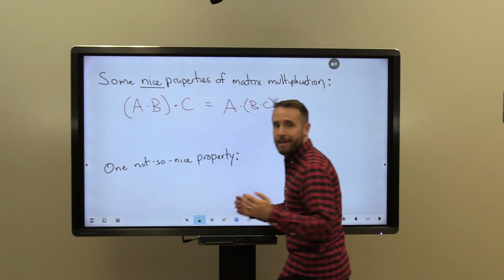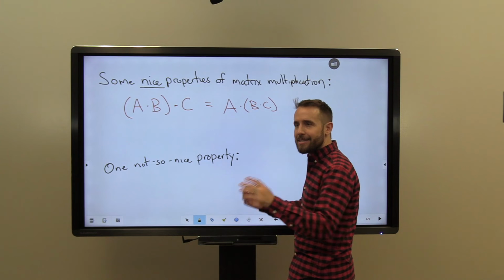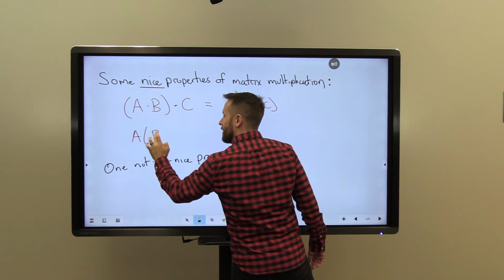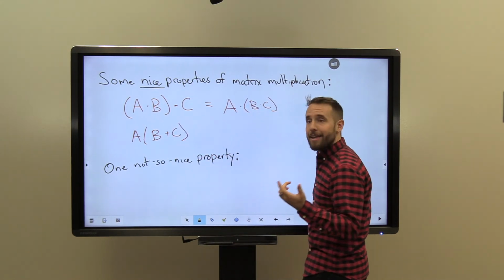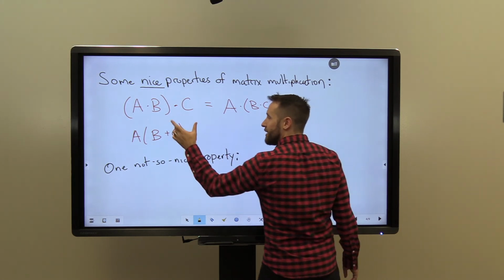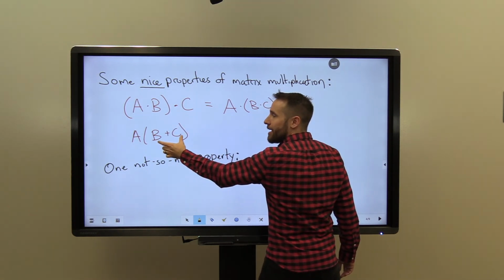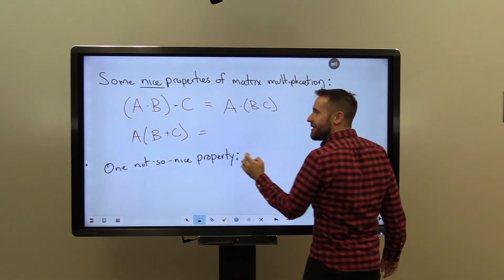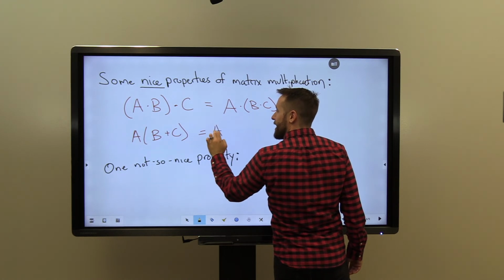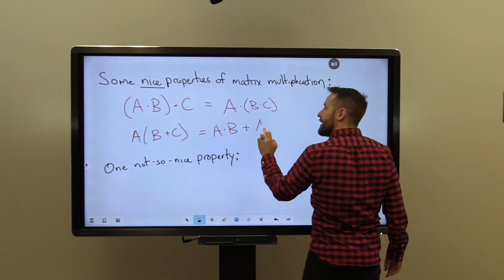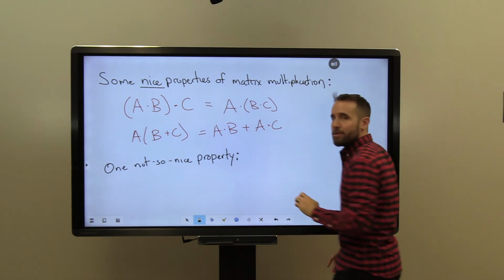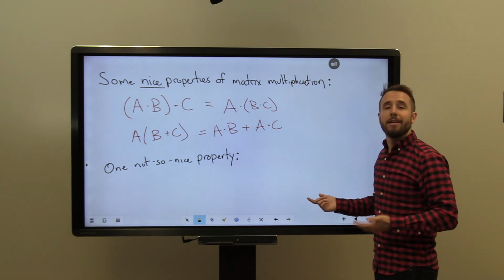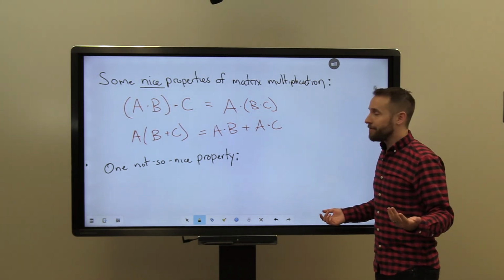Additionally, multiplication distributes across addition. And what I mean by that is if I, again, have three matrices of the appropriate size, A, B, and C, then if I perform a computation like this, and again, this would mean, order of operations, that I'm adding these two matrices together, and then whatever that result is, I'm multiplying A times that. Well, this is exactly the same as if I had A times B plus A times C, right? So matrix multiplication distributes across addition, right?